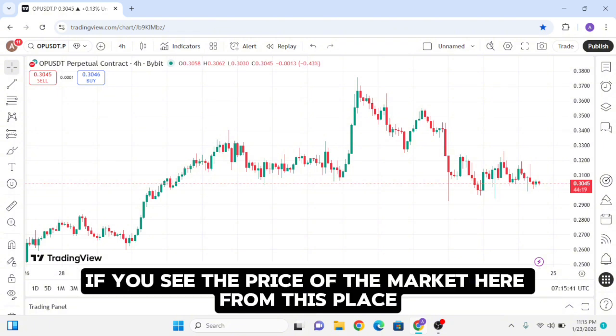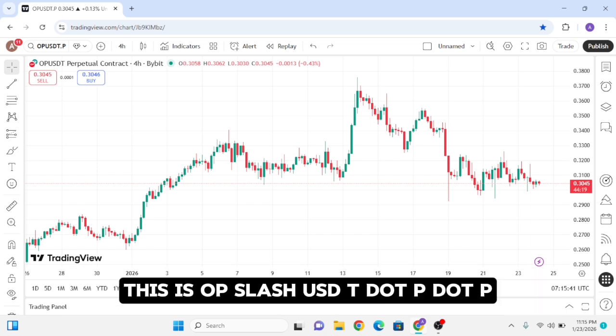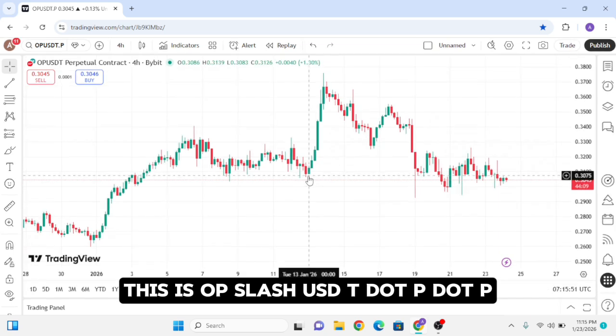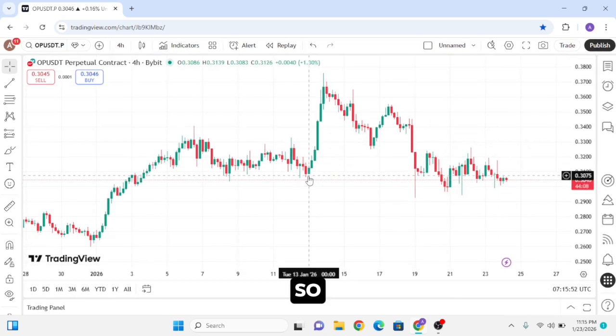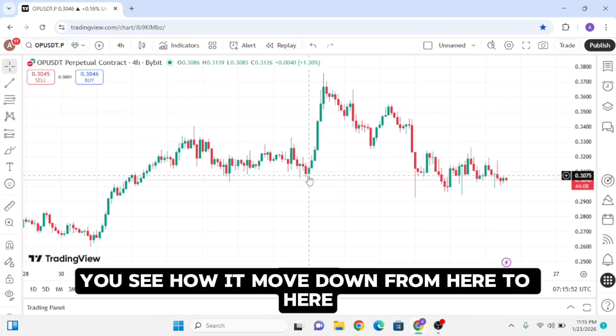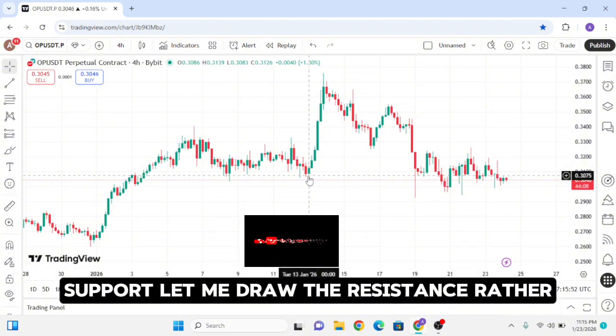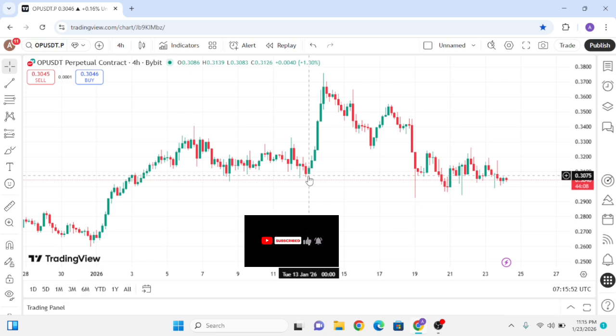Firstly, if you see the price of the market from 0.3075, this is OP/USDT.P. The .P means perpetual trading. So you see the uptrend here, the maximum bullish candle. You see how it moves down from here to here. If you are the type of person that draws your support, let me draw the resistance rather.